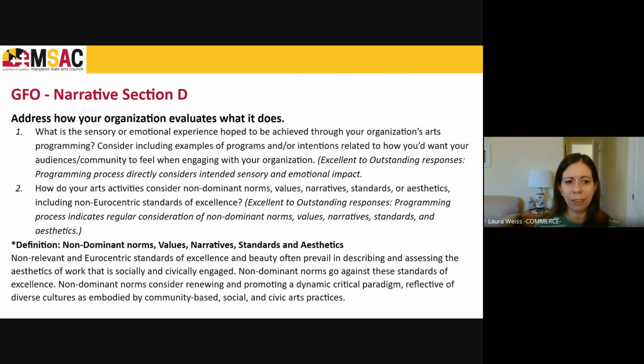Number two here is how do your arts activities consider non-dominant norms, values, narratives, standards, or aesthetics, including non-Eurocentric standards of excellence? The excellent to outstanding response here is that the programming process indicates regular consideration of non-dominant norms, values, narratives, standards, and aesthetics. There is a definition here of what we mean by non-dominant norms. That's also included in the materials on the website. So I would encourage you to take a good read through that definition. And of course, if you have questions about what that means, reach out to us so that we can help before you go into the application.